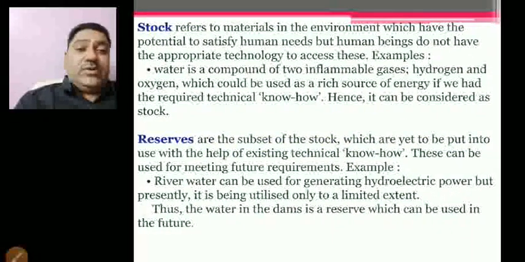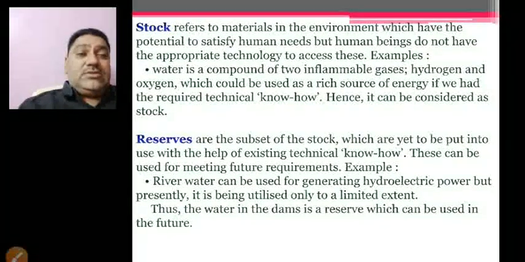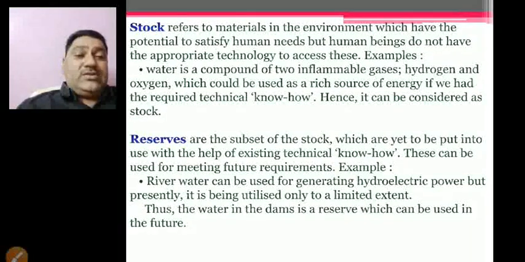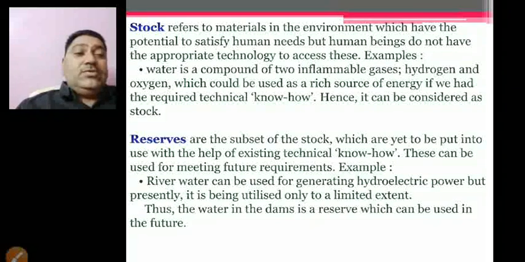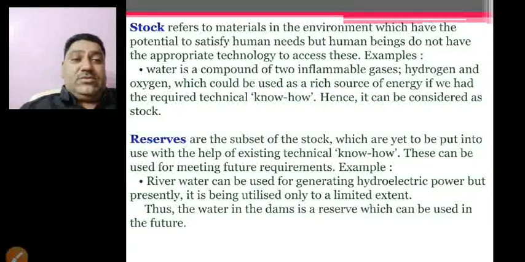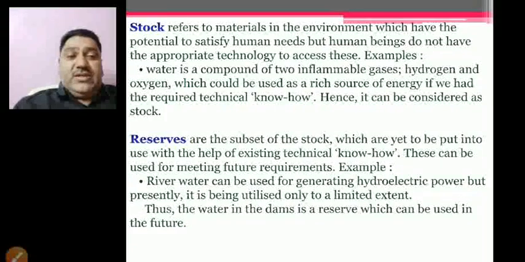Now, third and most important is stock. Stock is the materials which are found in the environment that can be used for satisfying human needs. But these materials do not have appropriate technology to access or use them. They are called stock. For example, water is a compound of two inflammable gases, hydrogen and oxygen, and these are rich sources of energy. But at present, we don't have the technical know-how or technology to use water as a source of energy. Therefore, water as a source of energy is a stock. So, stock is a very important question with the example of water.